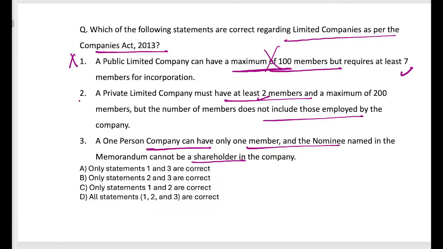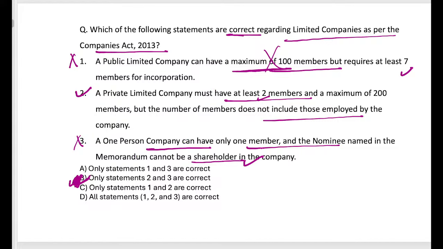The third statement, what we have to find out, the correct statement, right? Yes, one person, and it can be a shareholder in the company also. So this should also be wrong. 2 and 3, okay, B we have, oh sorry, yes, B we have. So the only correct statement is this, and the third statement is also wrong. We have to find out the incorrect statement actually.